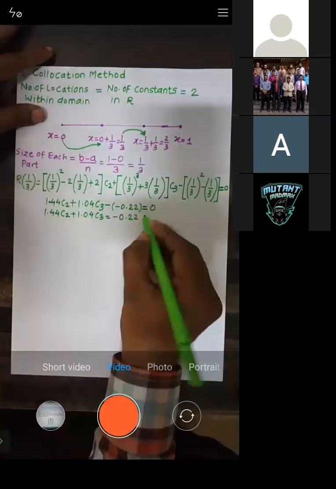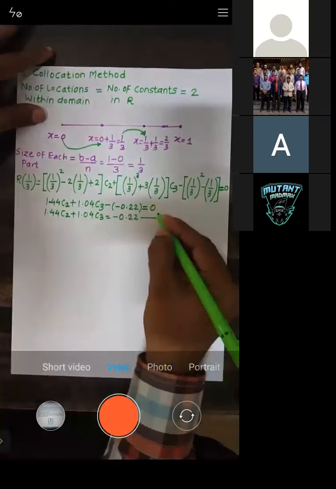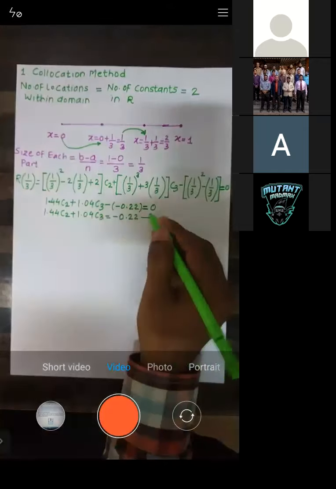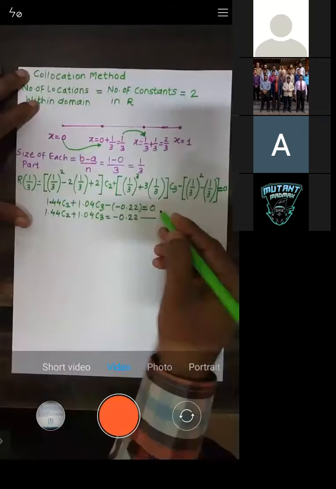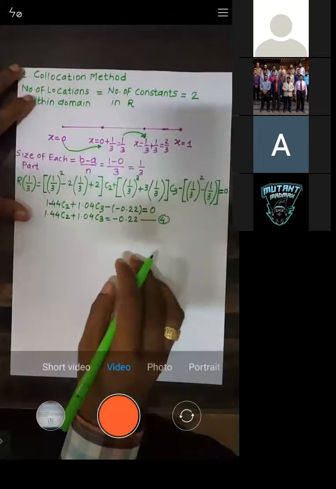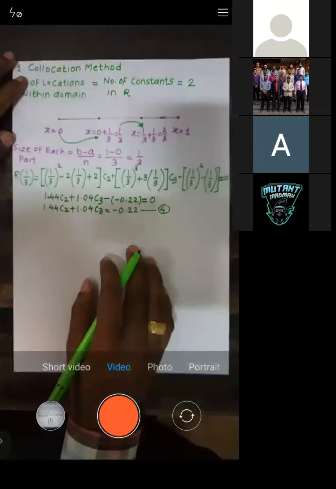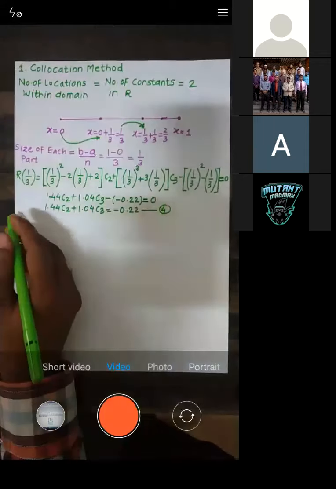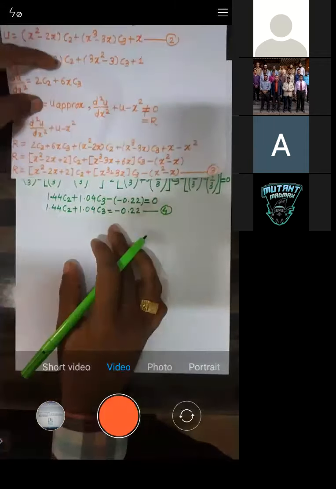So I'll write that down as one more equation. Let this be equation 4. We got equation 4 by taking r as 1 by 3. Right, now what will we do again? In this equation, now I will take r as 2 by 3.